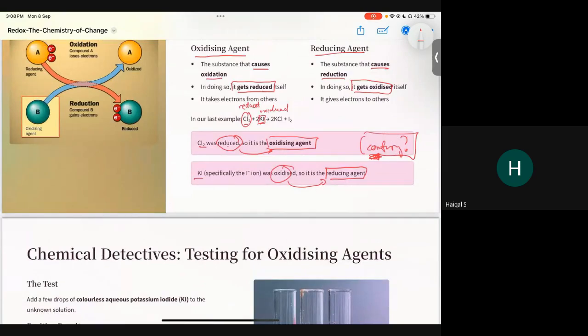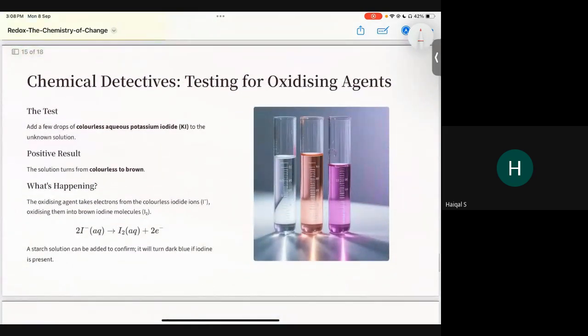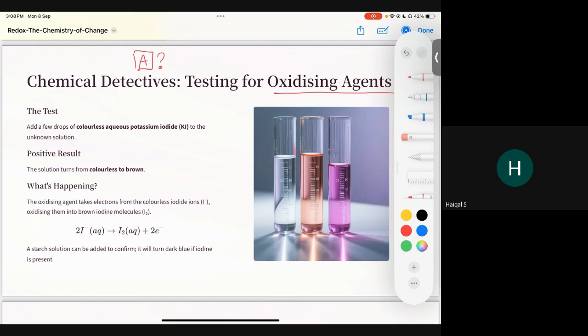Later on, I'll work out one more question after this. Just want to cover this last part. I want to test for oxidizing agent. For example, I've got substance A. I want to ask, is this an oxidizing agent?